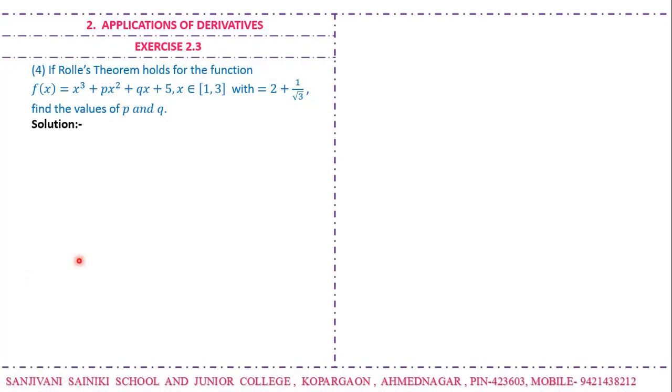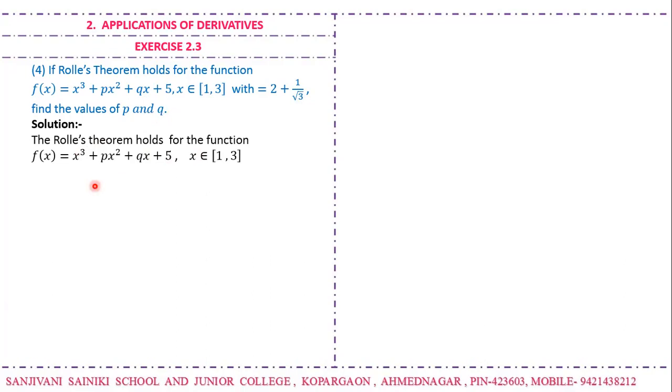Rolle's theorem holds for the function x cubed plus px squared plus qx plus 5, for x belonging to the closed interval [1, 3], and c is also given as 2 plus 1 upon root 3. You have to find the values of p and q.